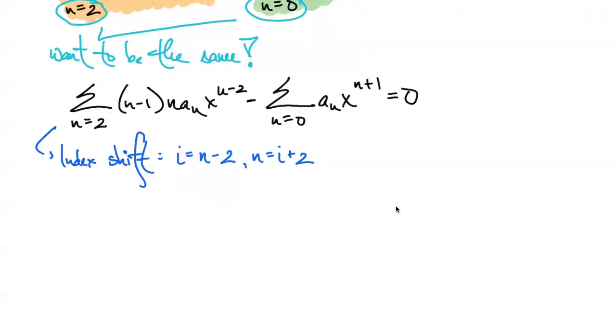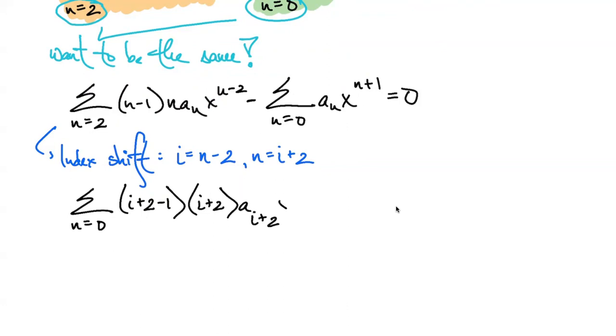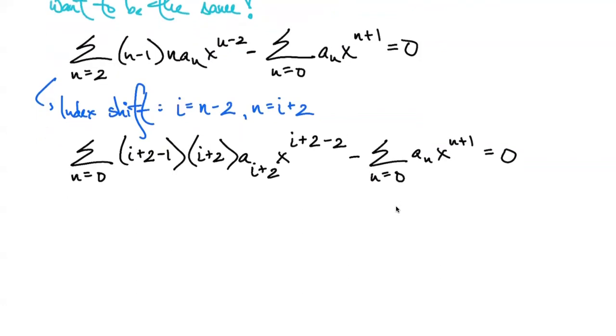So in shifting that index, I'm going to get the sum of n equals 0, all right, I'm going to have i plus 2 minus 1, i plus 2, a sub i plus 2, x to the i plus 2 minus 2. And then I'm going to keep the second one the same for right now. So sum from n equals 0, a sub n, x to the n plus 1 equals 0. Okay.